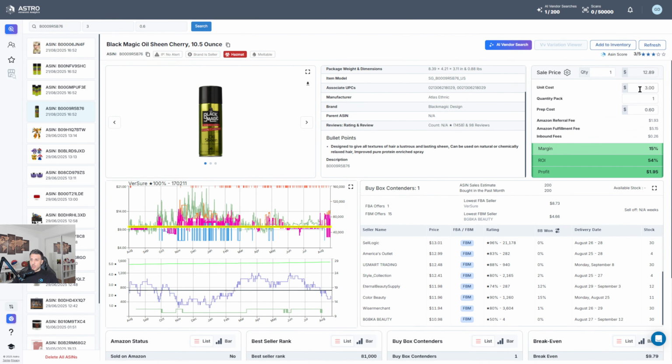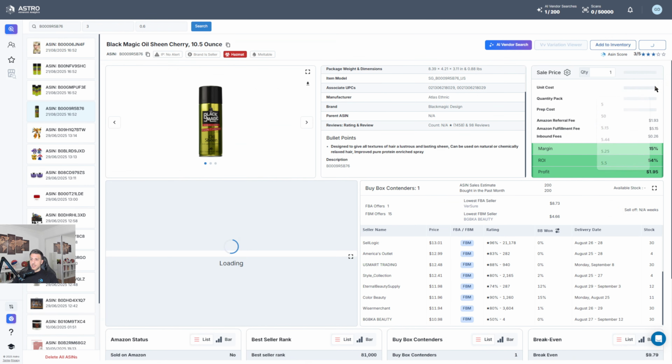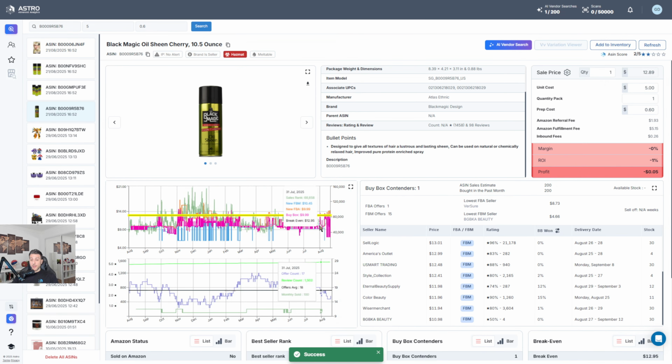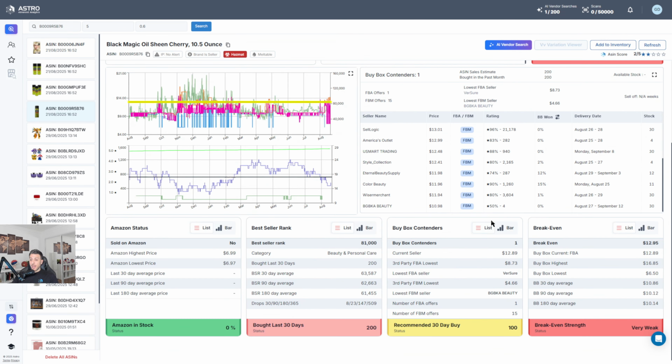If we were to increase the cost of goods to, let's say, $5 and scroll back down, we'll see a lot of red here. We see the break-even line jumped up quite a bit higher, and we can see this has a very weak score at the moment.